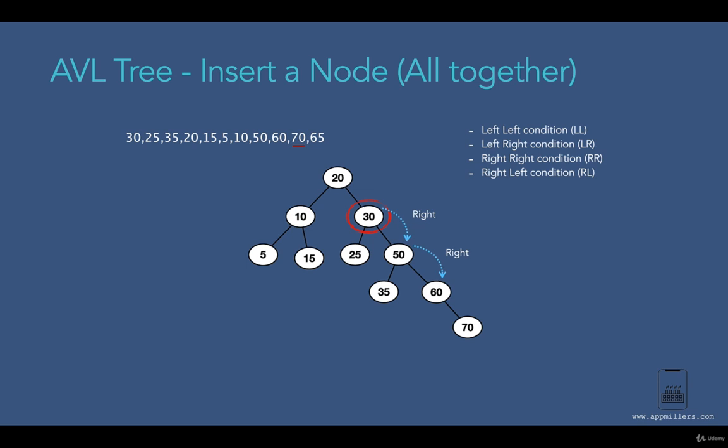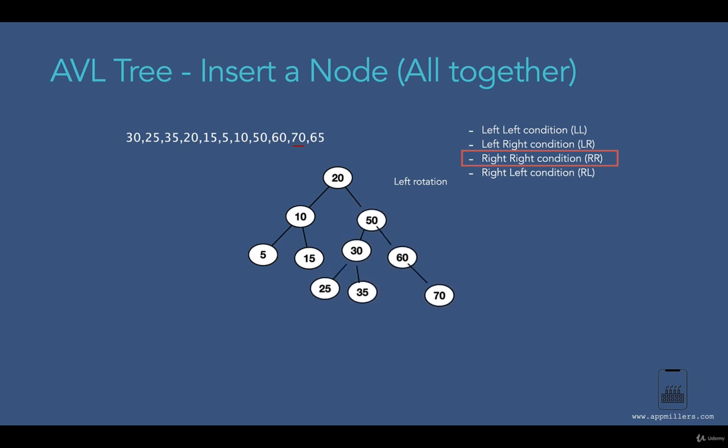So this means that here again we have the right-right condition. So in this case we know that in case of the right-right condition we are doing a left rotation. Now if I do a left rotation for this disbalanced node, this disbalanced node will become the left child of its right child, and the right child's left child will become the right child of this disbalanced node over here.